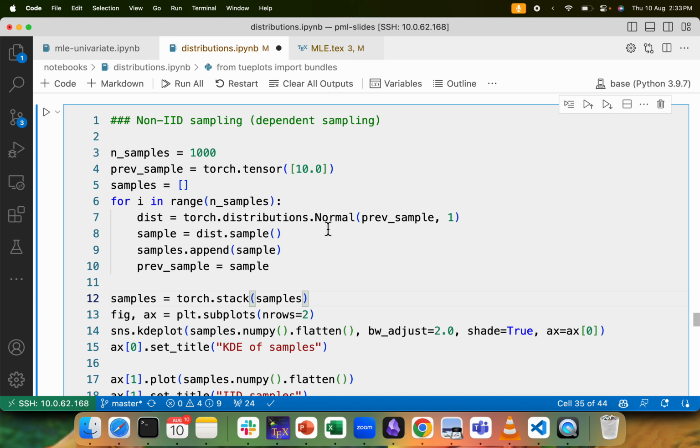Any questions on IID versus non-IID? Yes. Is the word sample equivalent to random variable in this case?